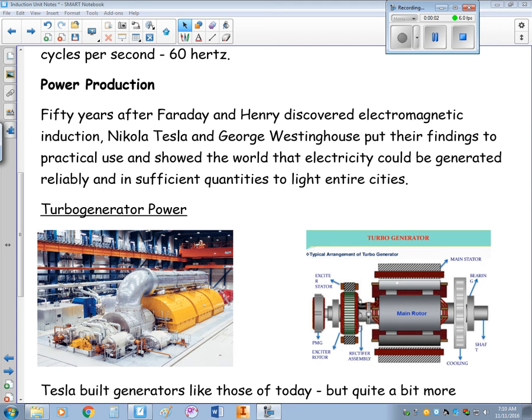This is video 2 for the induction unit. To start this one, let's take a look at power production.